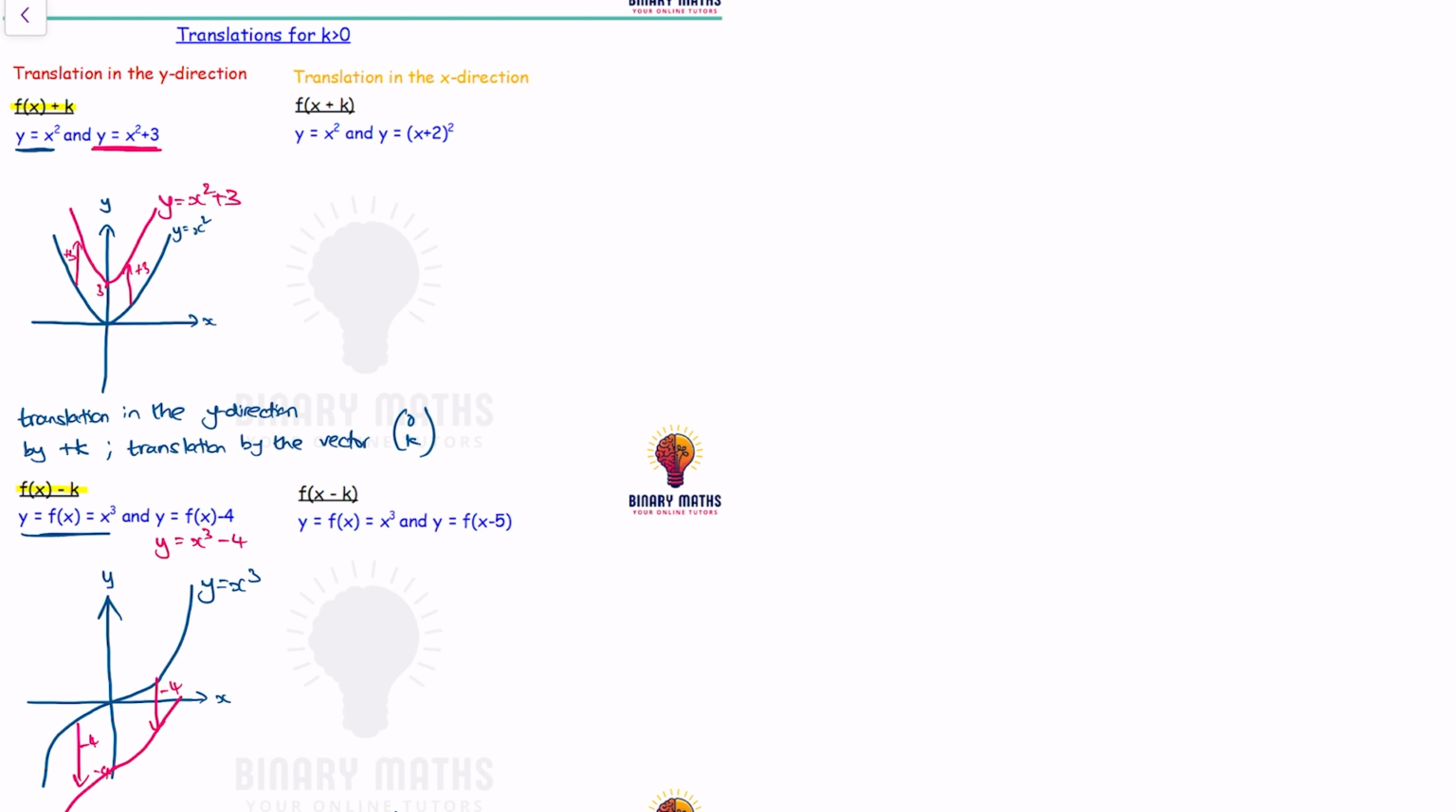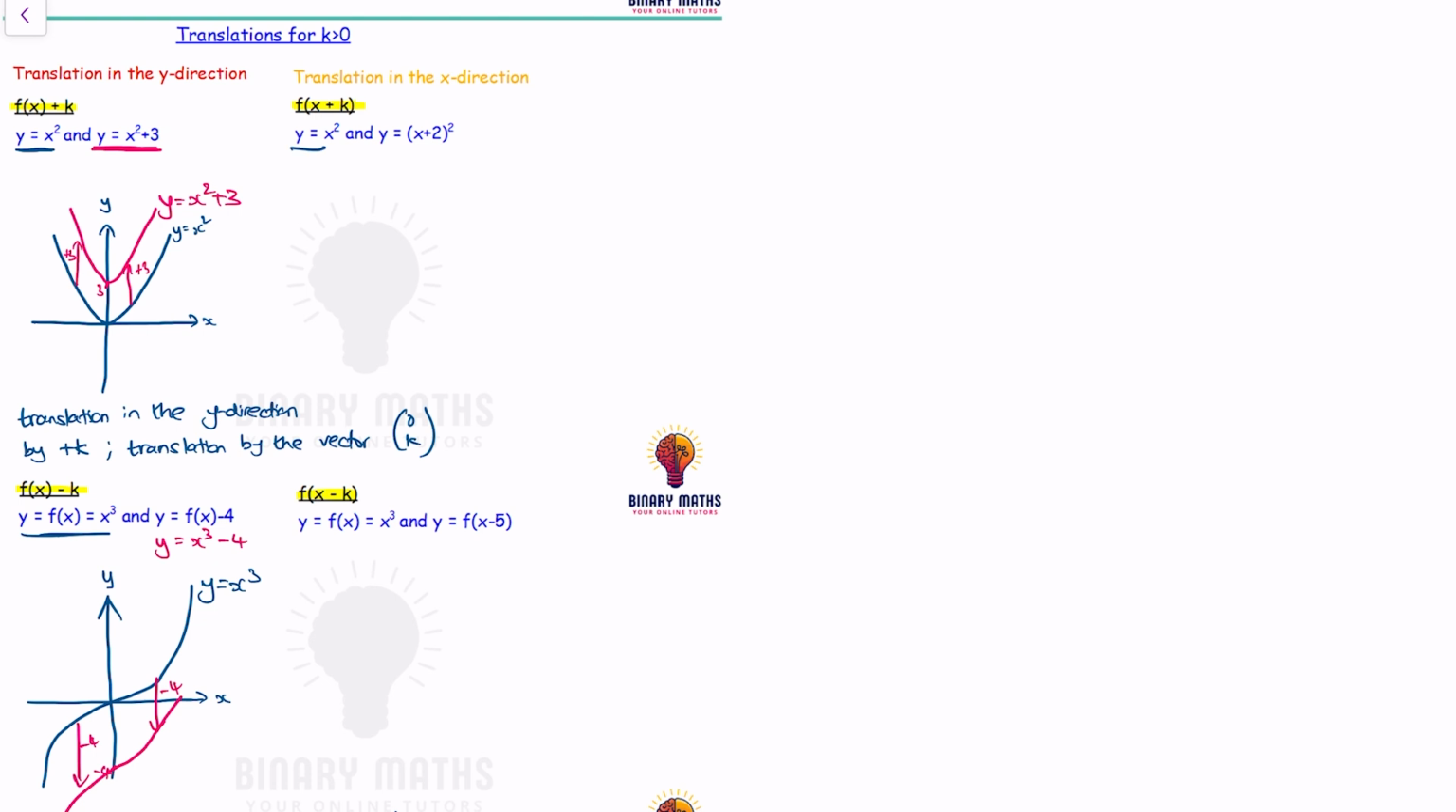Okay, let's look at what happens when we're looking at translation in the x direction. If you look at the first case, do you see how the k is inside the bracket? So when it's inside the bracket associated with the x, then it's in the x direction. Here again, the second example, you see is f of x minus k, close bracket. So that means it's inside the bracket, the x is affected. So it's translation in the x direction.